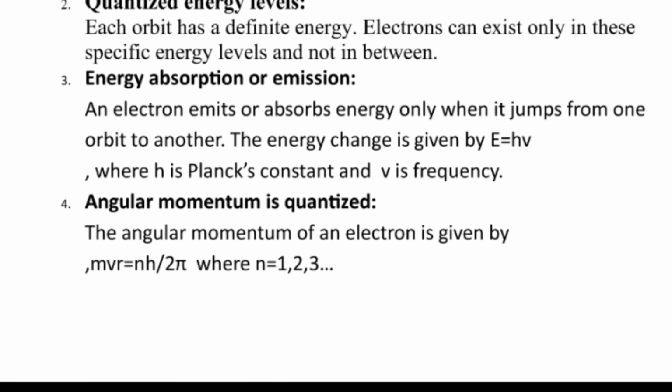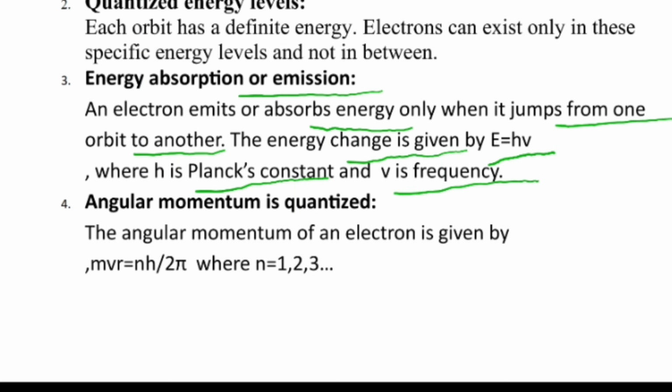Third point is energy absorption or emission. When an electron emits or absorbs energy, it jumps from one orbit to another orbit, and the energy change is given by E = hv, where h is Planck's constant and v is the frequency. Fourth point is angular momentum is quantized. The formula is mvr = nh/2π. You can change the n values; n you can give 1, 2, 3. These are the points for Bohr's postulates.